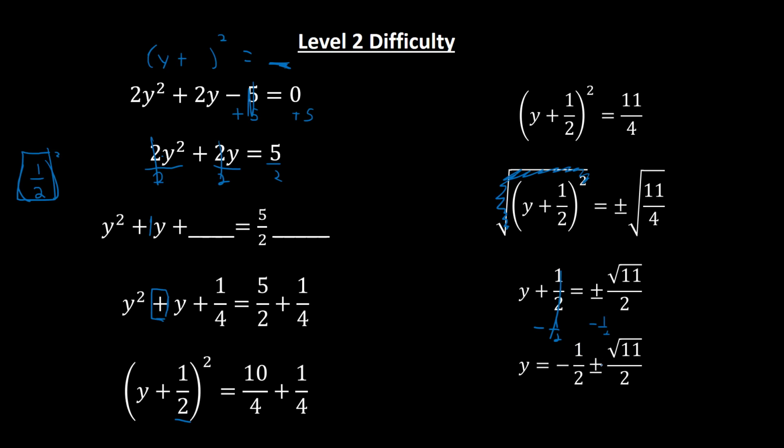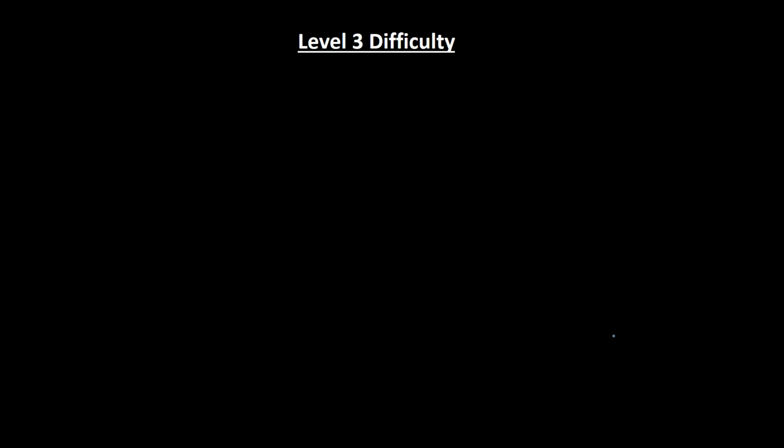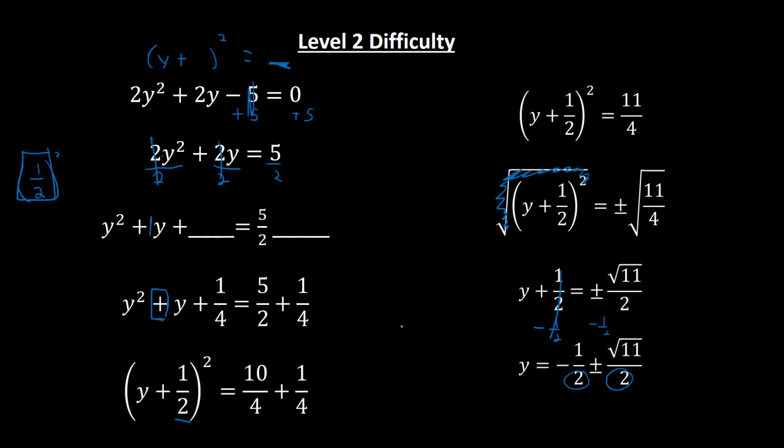And that is my solution, but it's best practice to combine into one fraction if possible. So notice we have a common denominator of 2, right? So I can combine this into one fraction by adding the numerators. So I have for the numerator negative 1, and then plus or minus square root of 11 over 2. And we can leave it like this as one fraction.